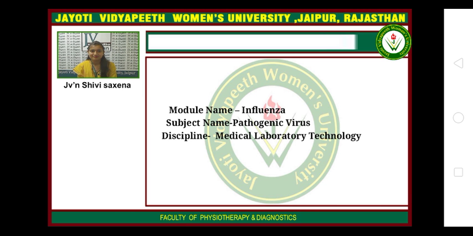My topic is influenza virus. Influenza, a seasonal disease. Influenza or flu is a common viral disease of the upper respiratory tract. There are three types of influenza virus: A, B, and C. Major outbreaks of influenza are associated with influenza virus type A or B.